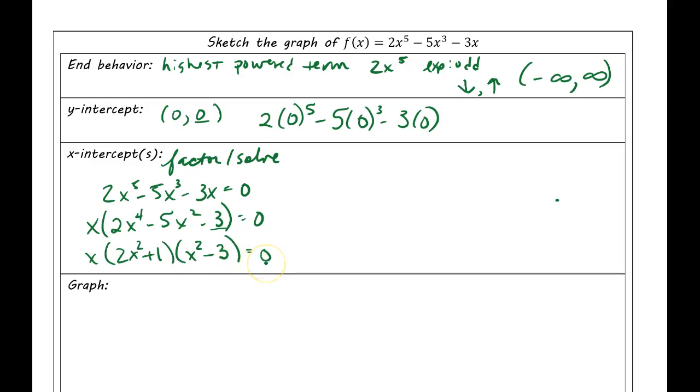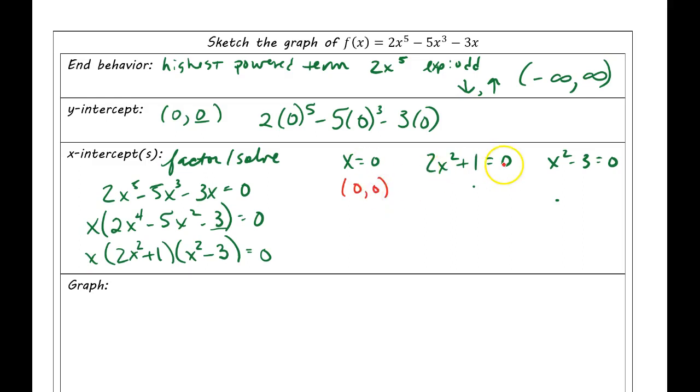And then to solve, it just means I'm setting each of these 3 equal to 0. So x would be equal to 0, 2x squared plus 1 would be equal to 0, and x squared minus 3 would be equal to 0. So when I solve this out, this one's already done. So one of my x-intercepts would be 0, 0.